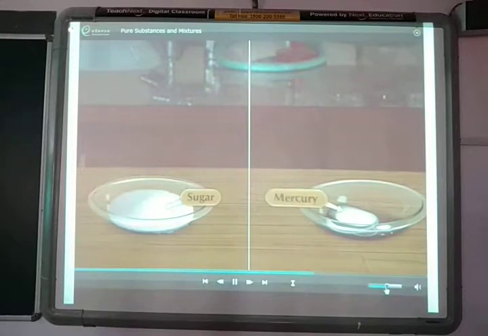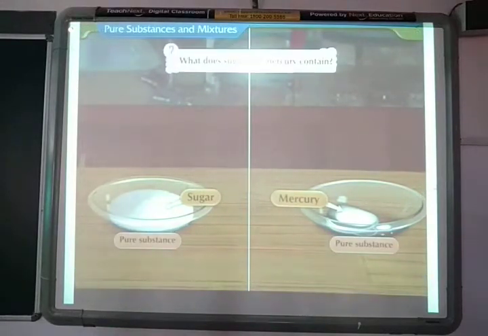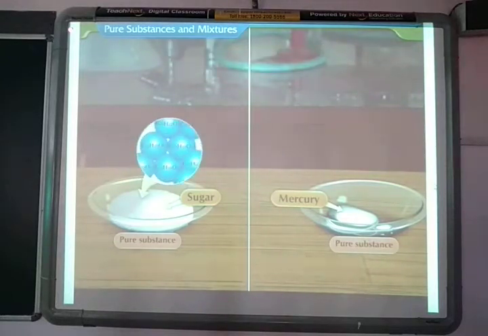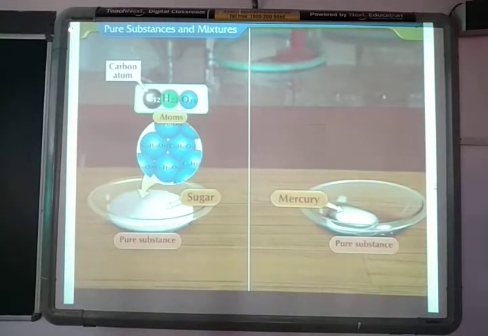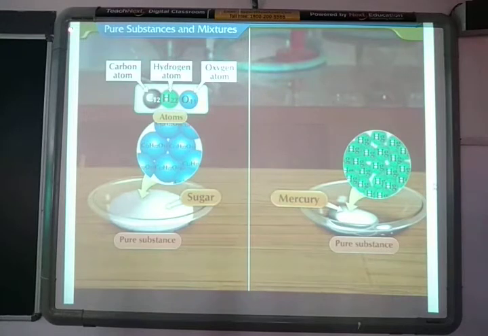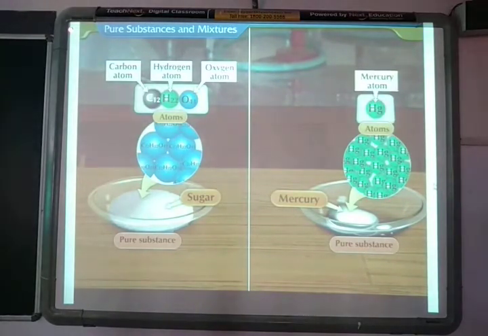Sugar and mercury are pure substances. What do sugar and mercury contain? Sugar molecules contain atoms of carbon, hydrogen, and oxygen. Mercury is made up of only atoms of mercury. So, sugar is a compound, but mercury is an element.